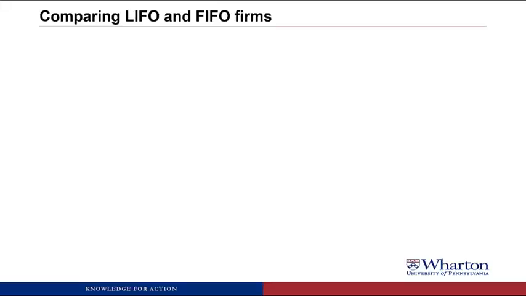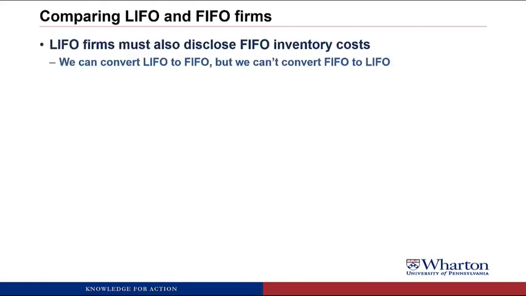To facilitate the comparison of LIFO and FIFO, firms have to disclose what their inventory costs would be under FIFO. That way we can convert all the results of the LIFO firm to a FIFO basis. And that's the only direction we go. We can't convert a FIFO firm to a LIFO firm because if you think about it, it would be a pretty daunting task, because a company that's always done FIFO would have to go back and look at its entire history of inventory purchases to redo it under LIFO. But if you're doing it under LIFO, it's fairly easy to transfer those results to FIFO.